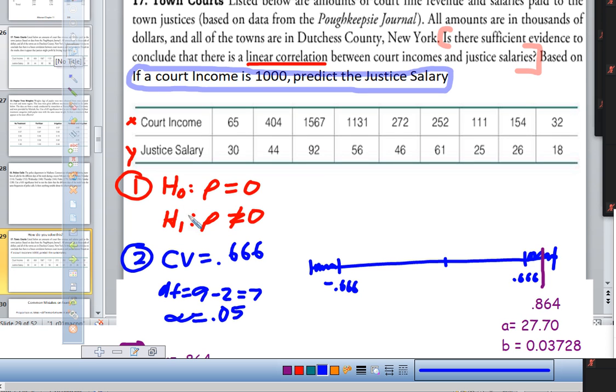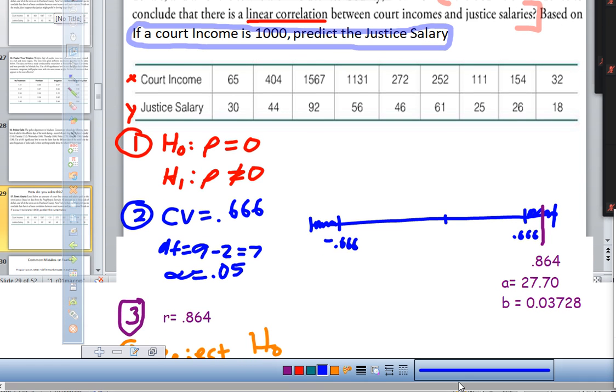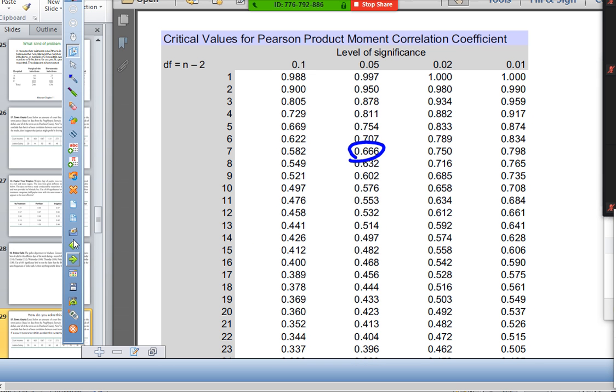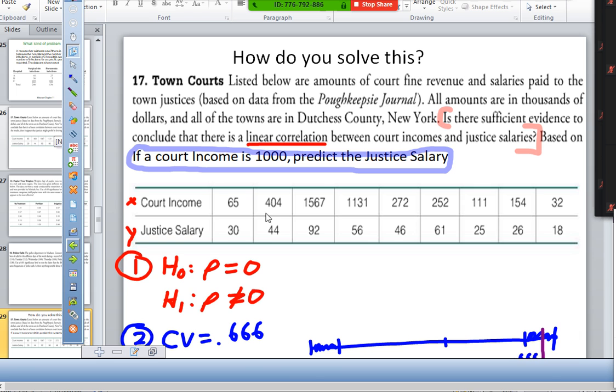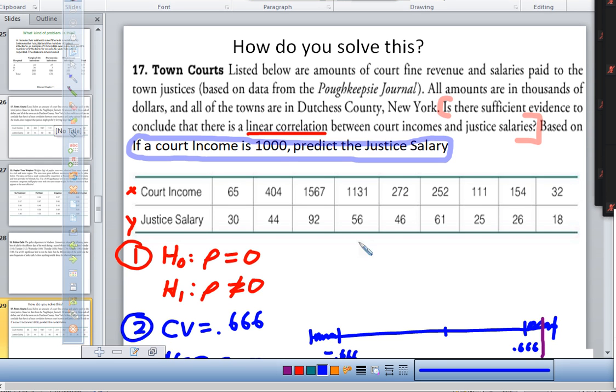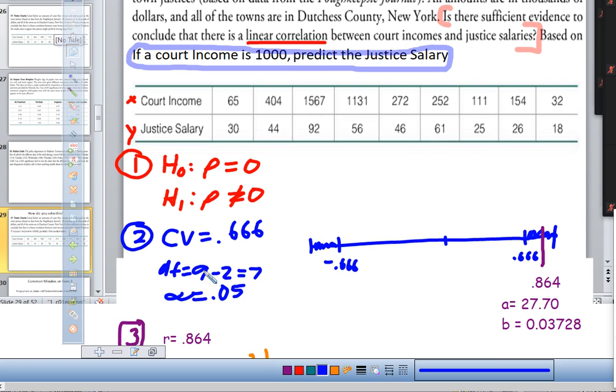H naught is that rho equals 0. H1 is rho is not equal to 0. Step 2, find our critical value. You're going to bust out your PPMC table. We've talked about degrees of freedom. There are 1, 2, 3, 4, 5, 6, 7, 8, 9 pairs of data, so my degrees of freedom is 9 minus 2, because that's two variables. So it's 7. There's no alpha listed, so our default alpha is 0.05. That's our general guideline for alpha.